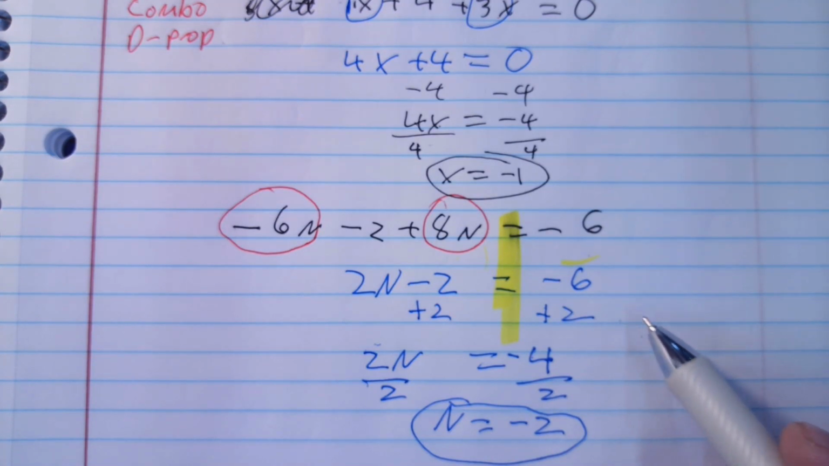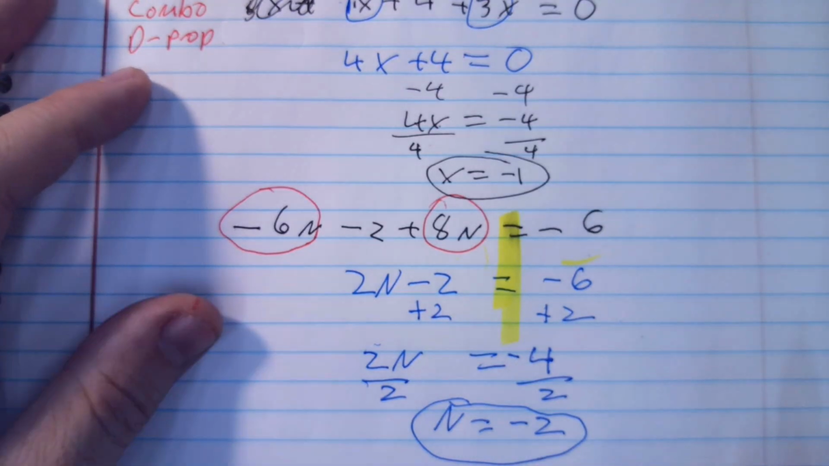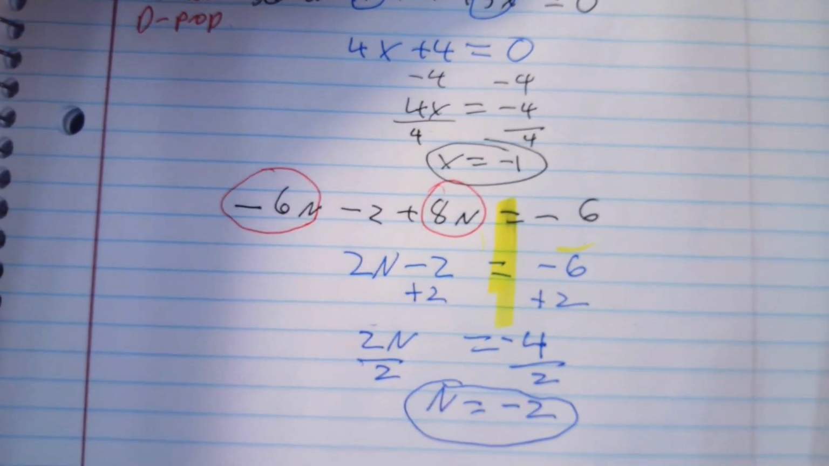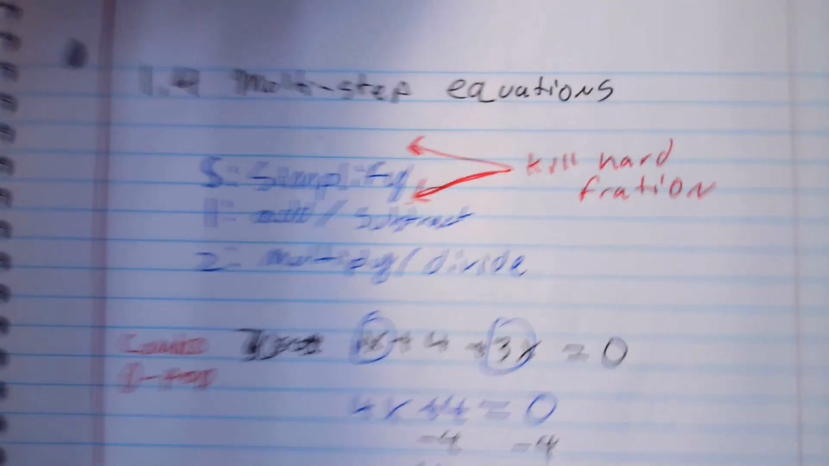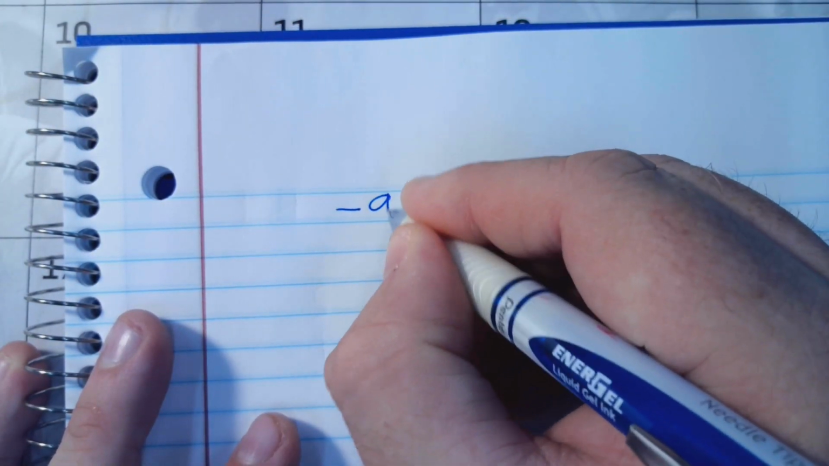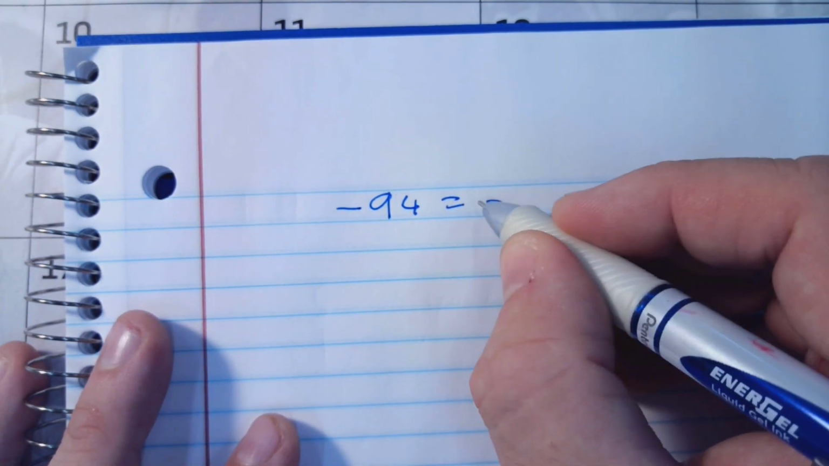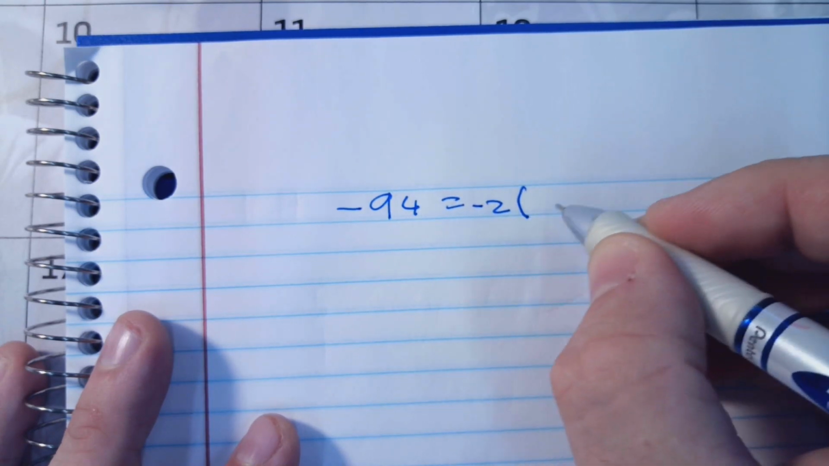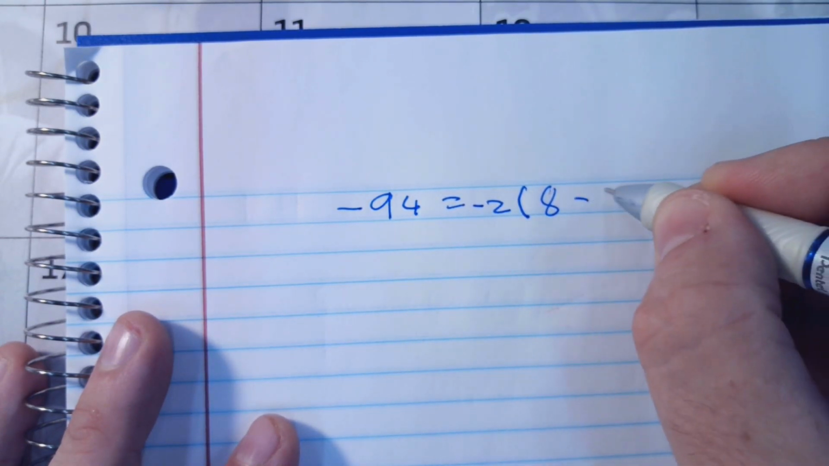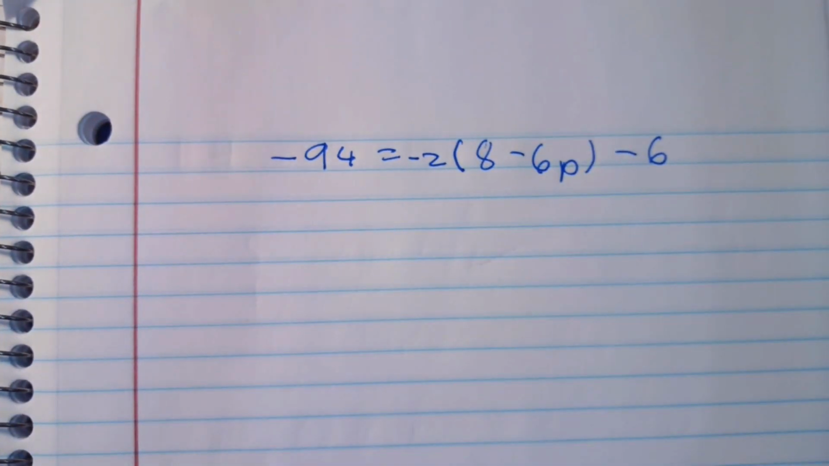We should do something a little more interesting than this to end our Friday, and then I'm going to let you do a little bit of work. Let's try something a little more interesting. Negative 94 equals negative 2 times the quantity 8 minus 6p, minus 6. All right, now we're talking. That's a good problem.